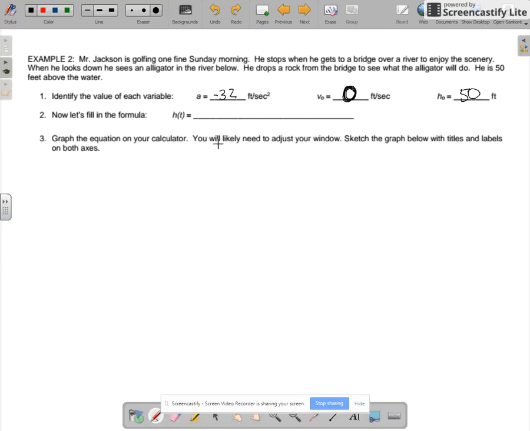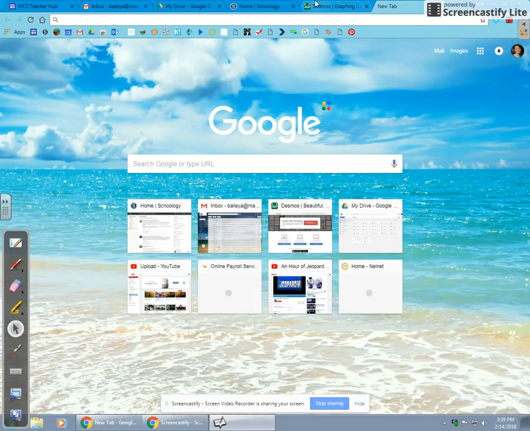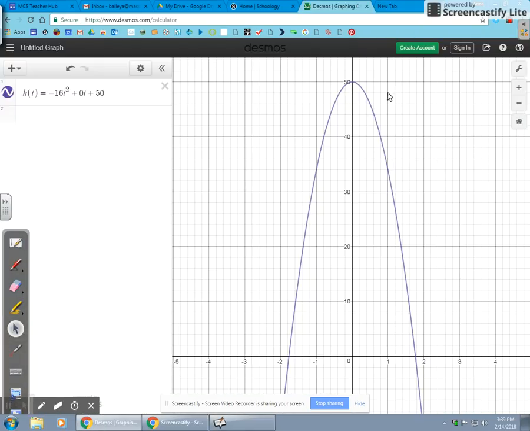So we fill in our formula, and we have 1/2 times our a value of negative 32, and that's always with t squared plus 0t plus 50. Okay, and if we simplify this, 1/2 times negative 32 is negative 16 t squared plus 0t plus 50. Okay, so we go to our graph on Desmos and graph that. Okay, and there's our graph in our sketch. So let's sketch that on our paper.